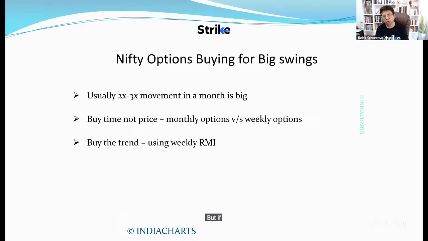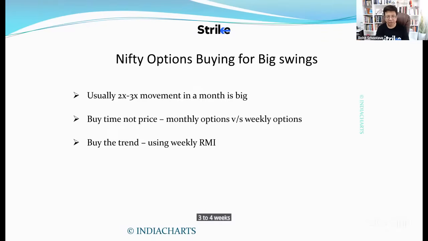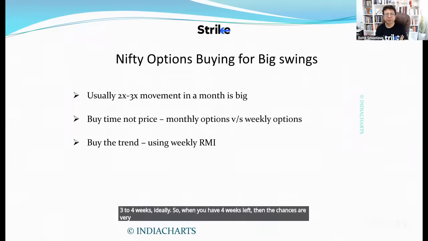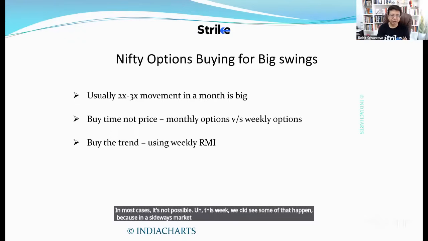But if it's a weekly option, you'll lose time value. So what I suggest is always go for monthly options where you have more than 3 weeks of expiry left. 3 to 4 weeks, ideally. So when you have 4 weeks left, then the chances are very low that if prices just went sideways for 3 days, that you lose a significant part of your premium. In most cases, it's not possible. This week, we did see some of that happen because in a sideways market, IVs fell because IVs were elevated prior to that. But otherwise, it's not true. In most cases, it's not true.